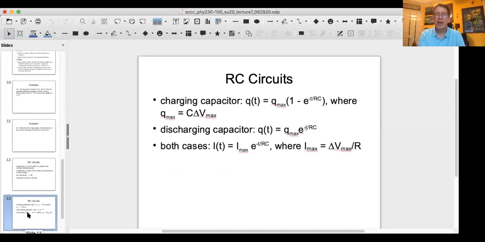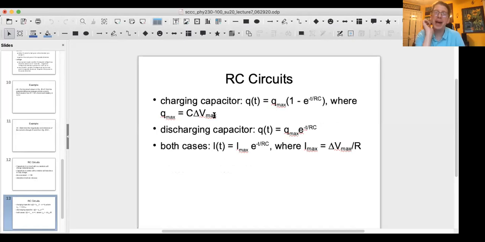So for a charging capacitor, Q as a function of time is equal to the maximum charge times 1 minus e to the negative t over RC. Again, the product of R times C is the time constant. So the bigger the time constant, the longer this takes. Q max is equal to C times delta V max, so the capacitance times the voltage coming out of the power supply.